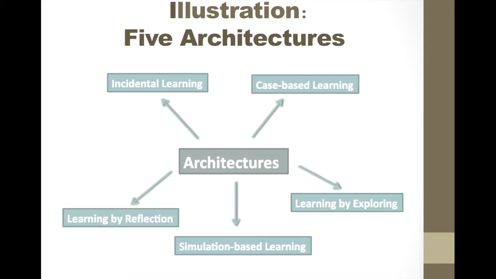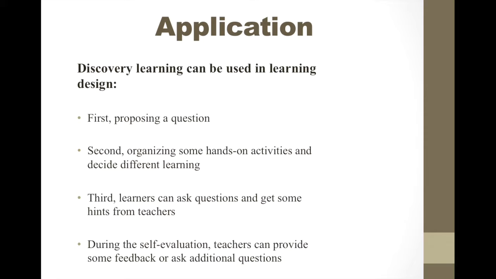For learning by reflection, students can learn from reflections and feedback, and it helps students to build skills of analysis. Finally, simulation-based learning means that students can have learning experiments in an artificial environment, and it is useful to use technology. Then let's talk about the use of discovery learning.